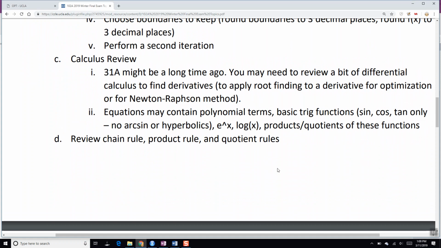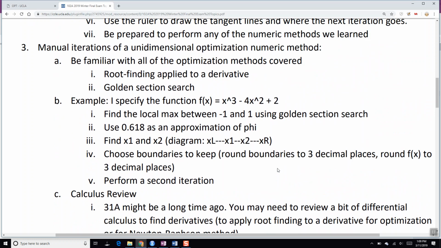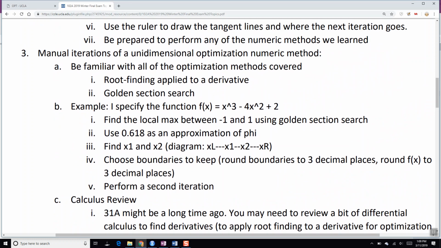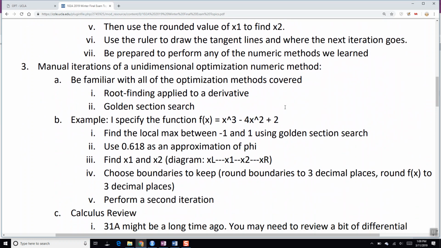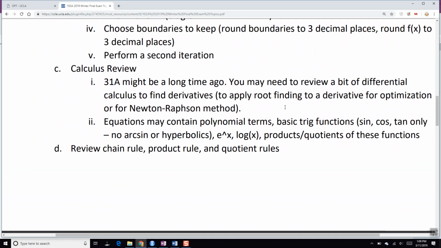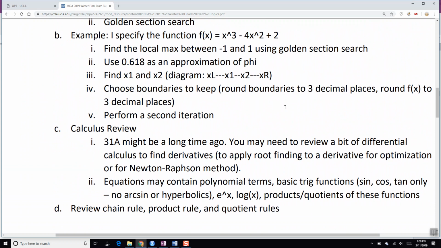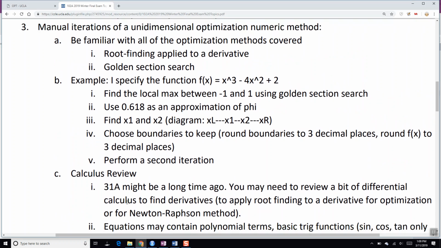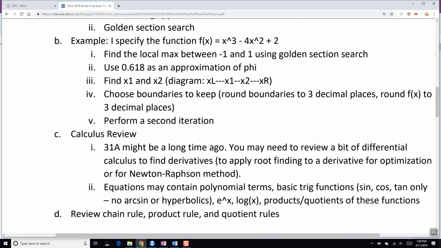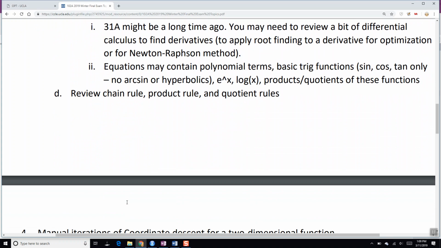you've got to be able to do some basic derivatives, so that if I ask you to do root finding applied to a derivative, or if one of these things is Newton-Raphson, you've got to be able to find the derivative, right? Any questions there? Sorry, this line D should be indented into here on the calculus review. That's okay? No questions. All right.